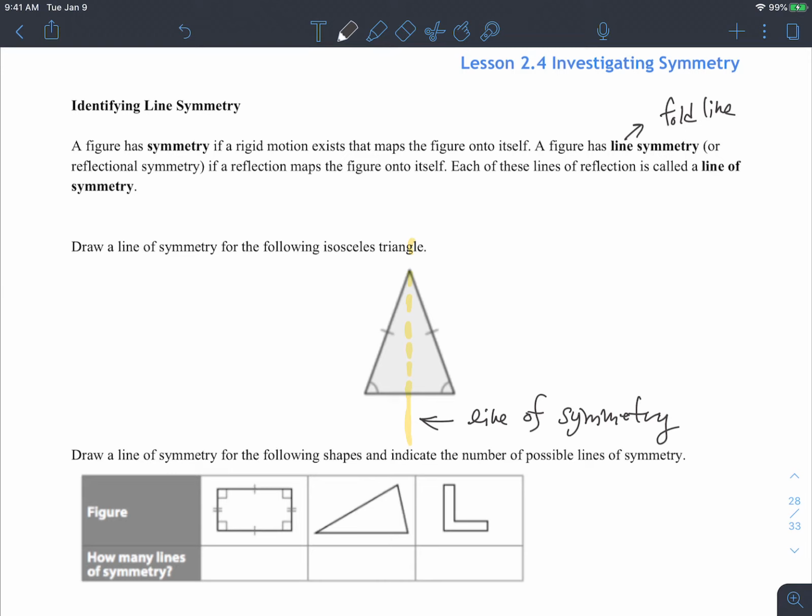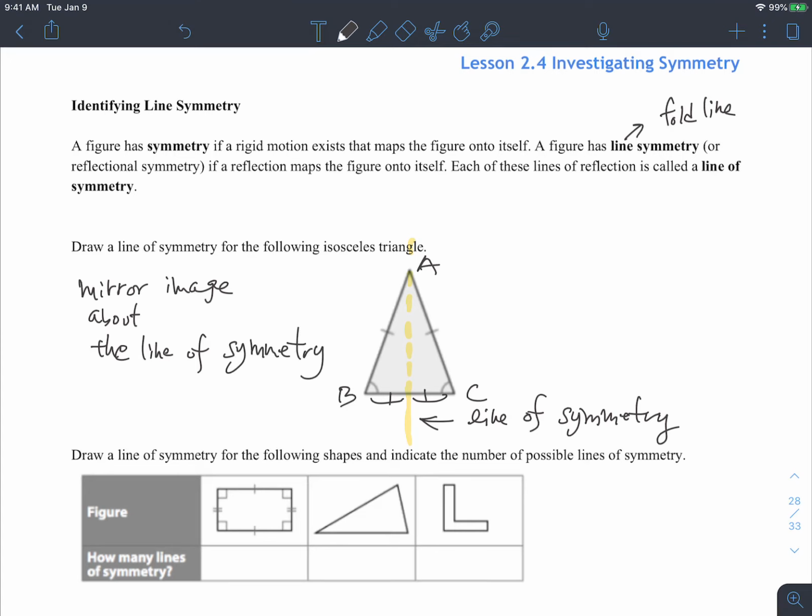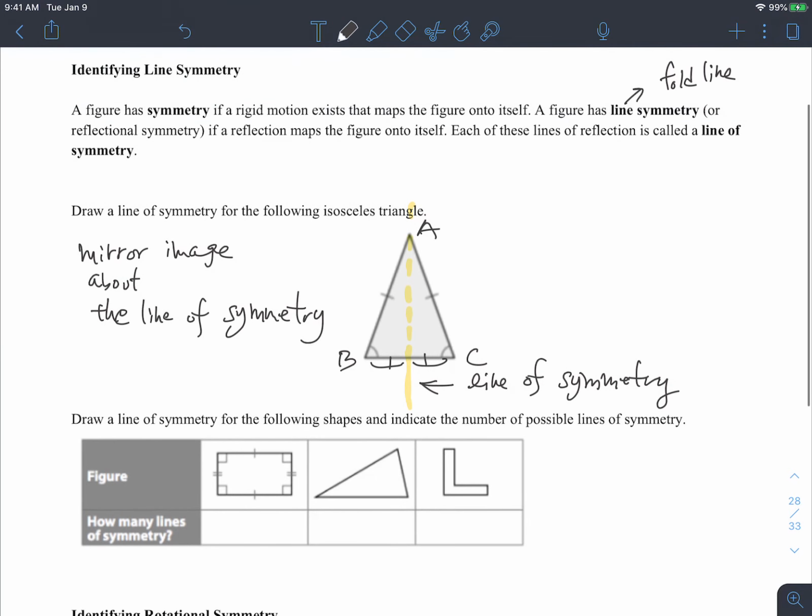And when you look, if you call this A, B, and C, this line is the same length. Yeah, that's it. We're done. Okay. So it's a mirror image. So there's a mirror image, let me write this down, okay? There's a mirror image about the line of symmetry. All right, guys? There you go.